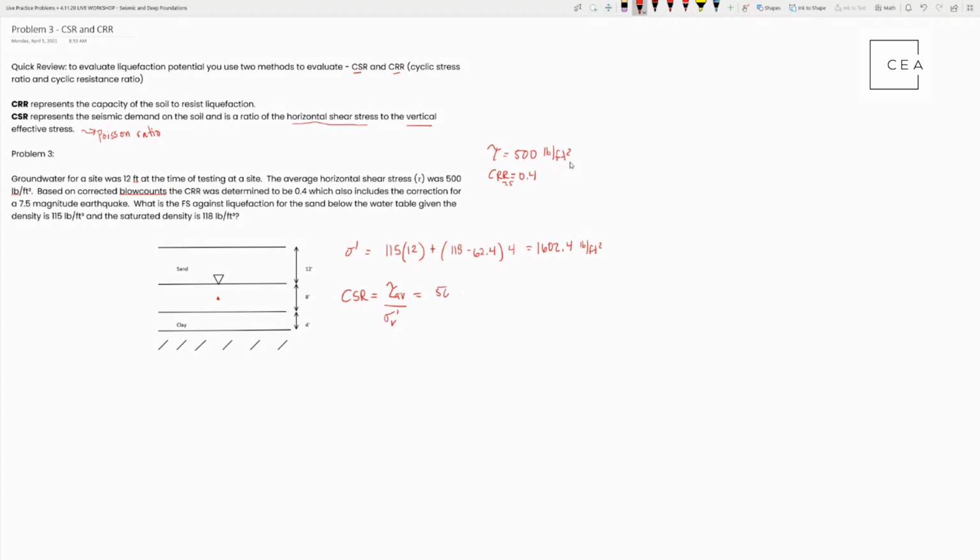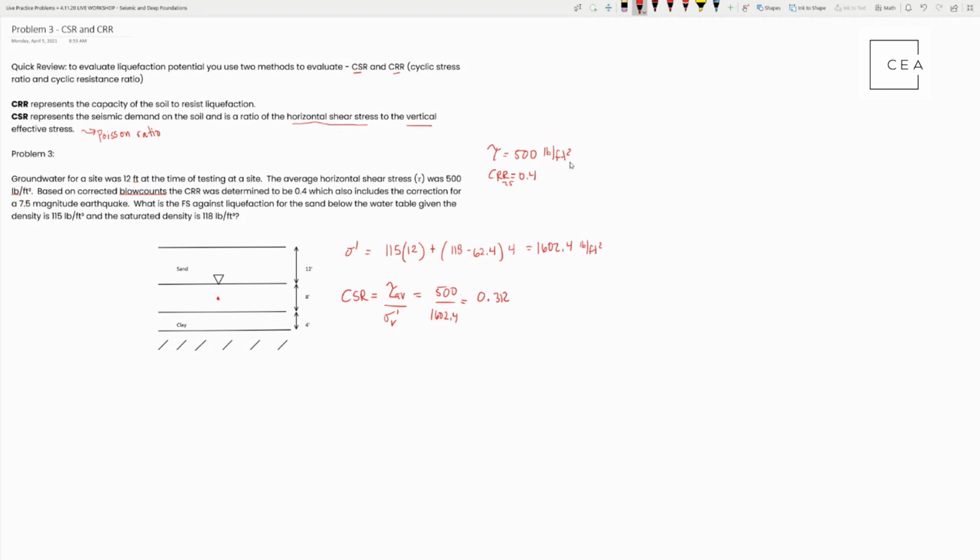This was given as 500. And you're going to divide that by what we just solved for, 1602.4. And I get an answer here of 0.312 is my ratio. Okay, now that we got that, we can solve for our factor of safety.